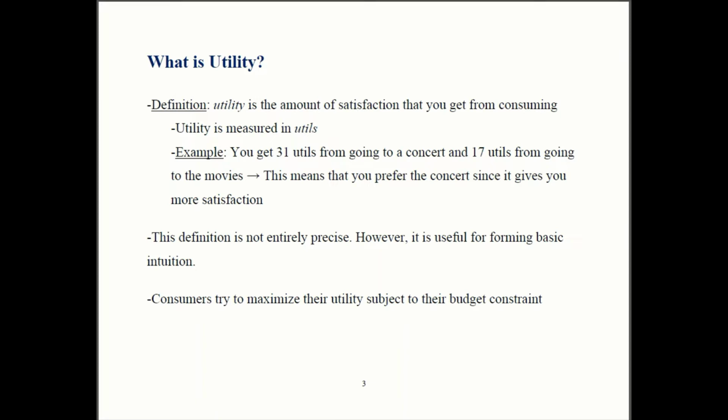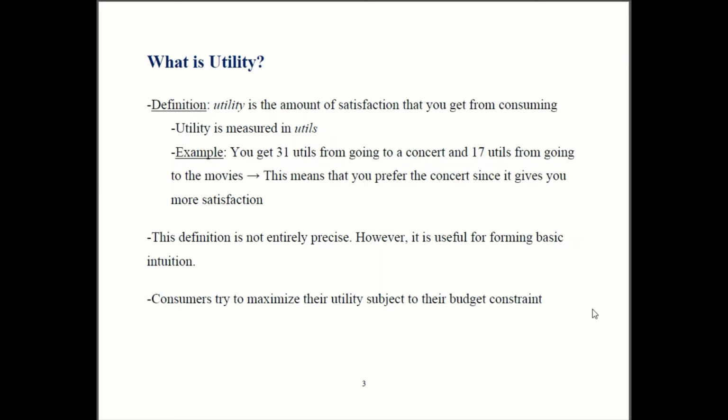Here is an illustration of what that could mean. I clearly wrote this slide before COVID because back when I was writing the slide, there were still live concerts and you could go to movie theaters. But anyways, back in the pre-COVID days, perhaps you got 31 utils from going to a concert and 17 utils from the movies. So the concert gives you more utils. 31 is bigger than 17, so that means you prefer the concert over the movies.